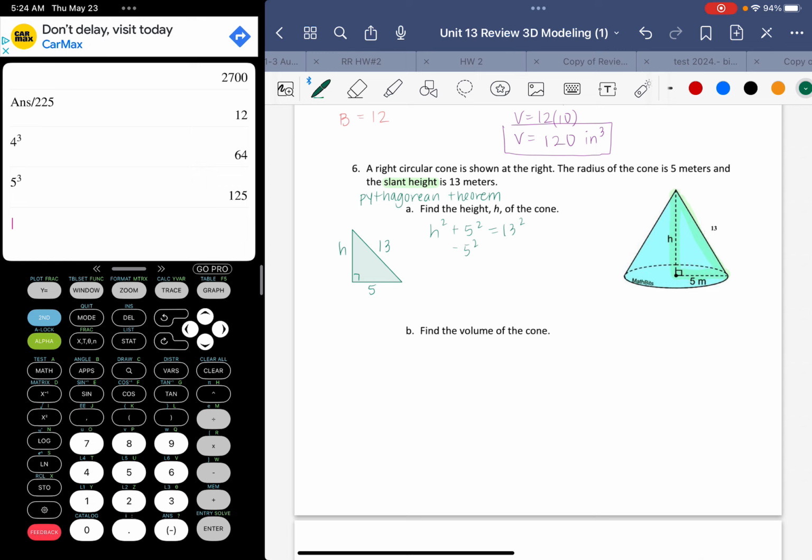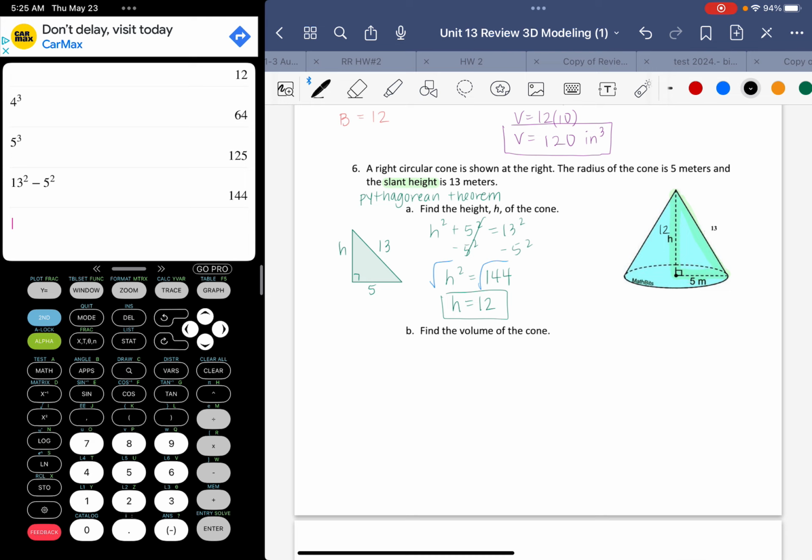I'm going to subtract that 5 squared to the other side. And 13 squared minus 5 squared is 144. I'm going to take the square root of both sides. So h equals 12. All right, so we found the height. The height of that cone is 12.